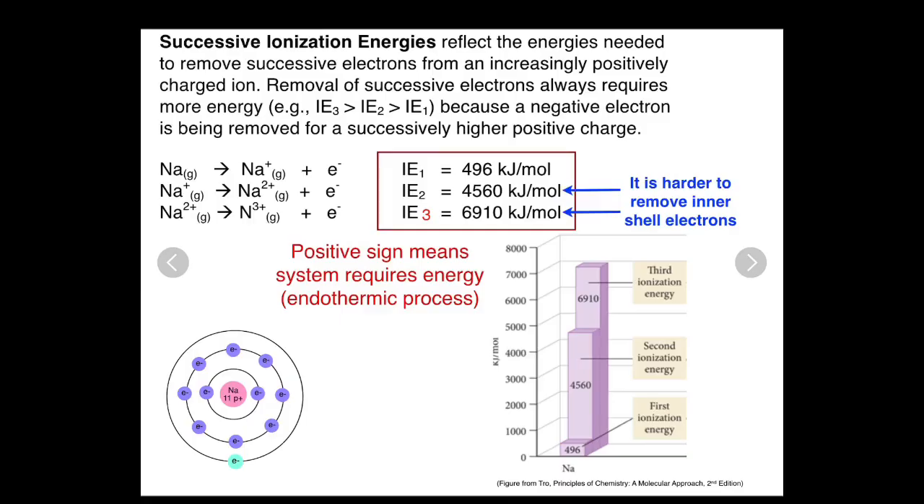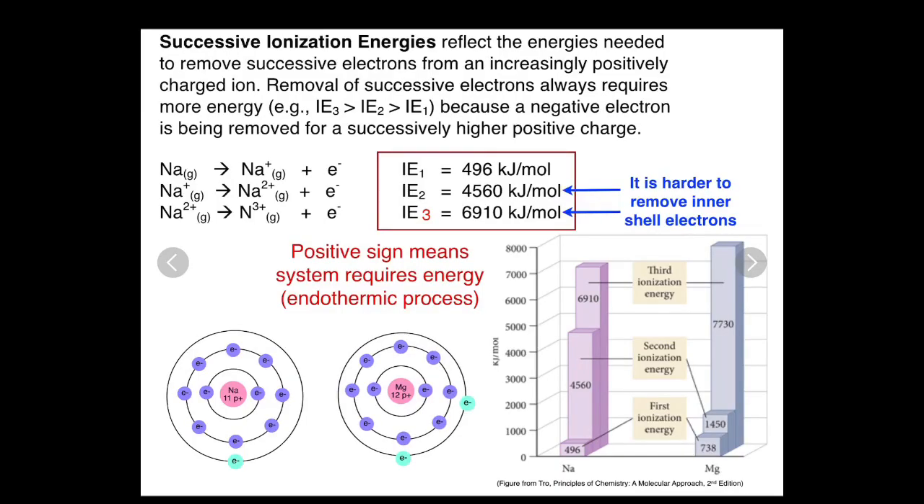Now, what about magnesium? I'm going to look at magnesium as well. Same thing for magnesium. Removing the first electron is going to require a certain amount of energy, because you need to take it away from the nucleus that is pulling, so it's going to require energy. And as it becomes an ion, the magnesium ion would have a smaller size, therefore removing the second electron would require a little bit more energy. So that's why it's going from 700 to about 1400.